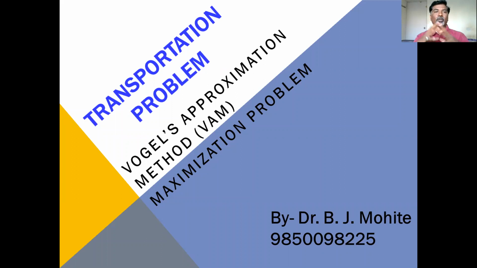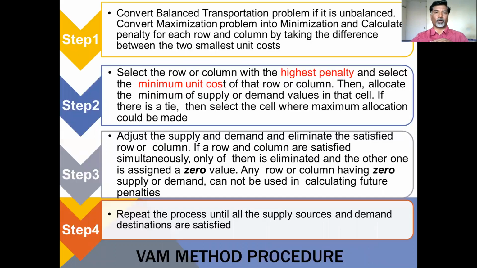Actually, the basic objective of a transportation problem is to calculate the minimum transportation cost. But in some cases, you might be asked to calculate the maximum transportation cost. So in that case, how do you solve a maximization problem? Those things we are going to discuss in today's discussion. We'll see what the method is to solve this problem. There are four steps you have to follow.